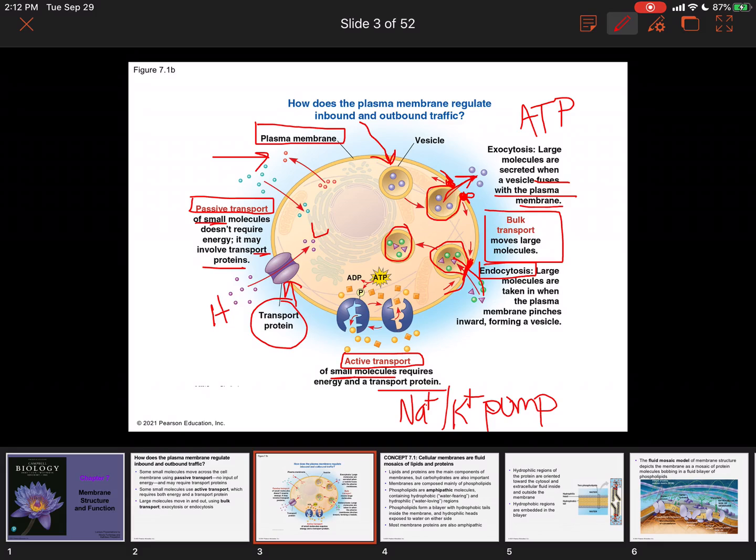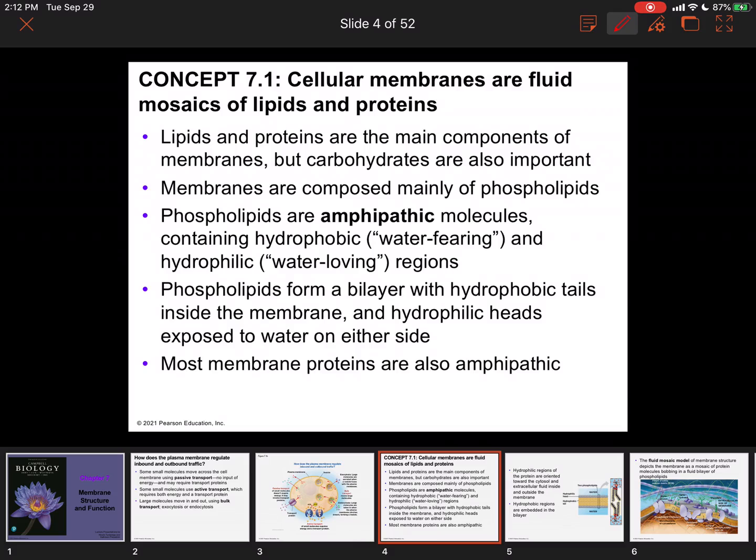But first, let's talk about the membrane itself. Section 7.1 says that cellular membranes are fluid mosaics of lipids and proteins. That term, fluid mosaics, means that they are made up of a lot of different types of components that have come together, and it's fluid, which means it has fluidity to it.